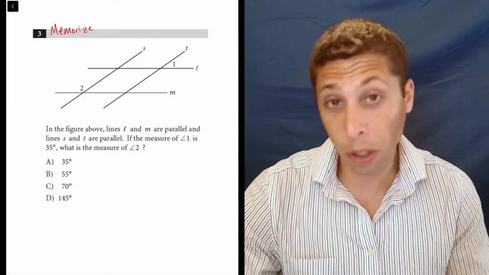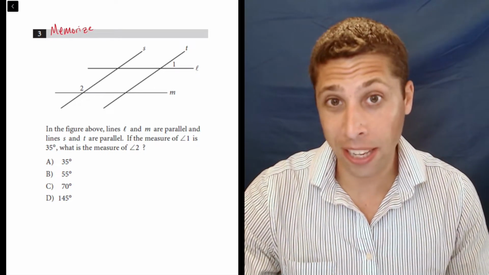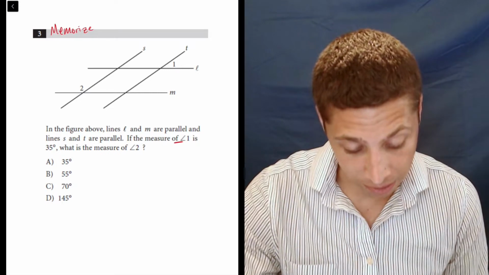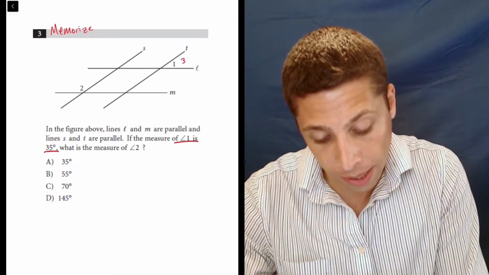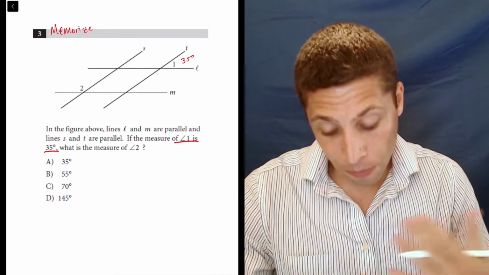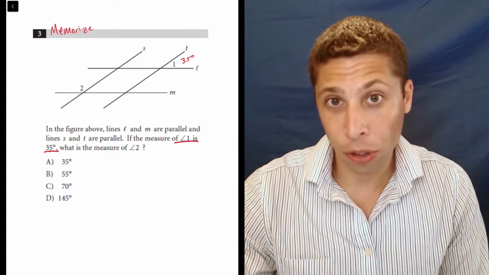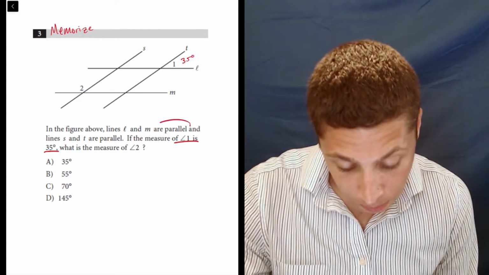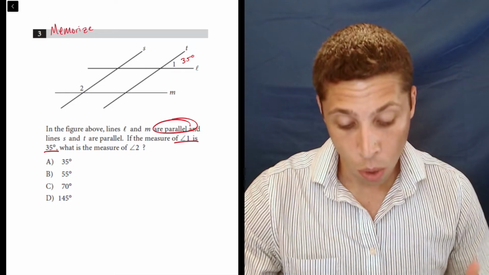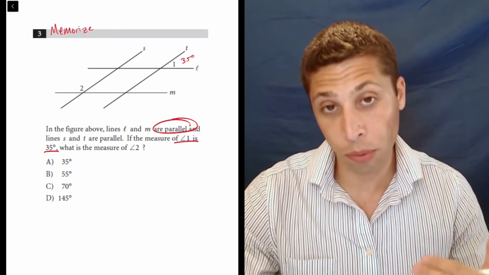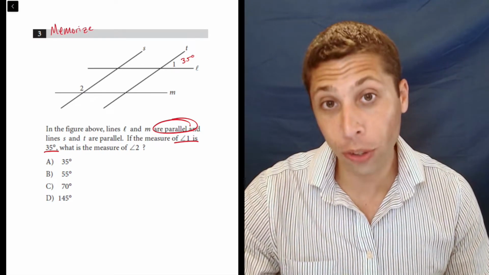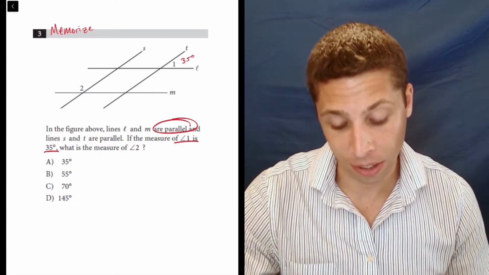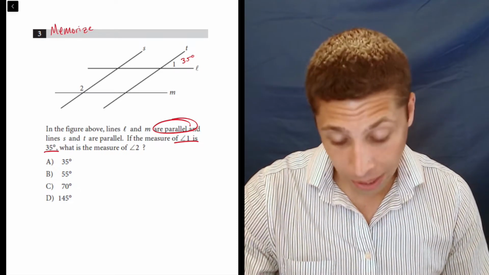So first of all, you might want to just put the number that they give us on the picture, right? So they tell us angle 1 is 35. So let's put that there. Now, we need to work our way to angle 2, and because we have this magical word parallel, we're going to use this rule about alternate interior angles, basically. So there's a couple ways to look at it.